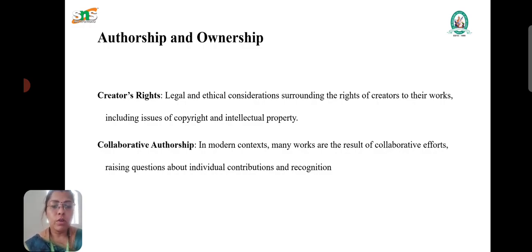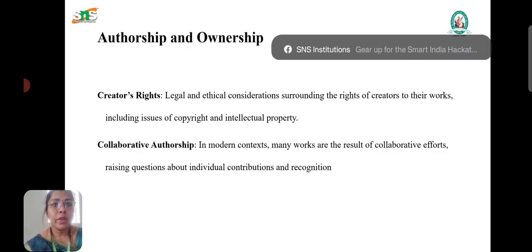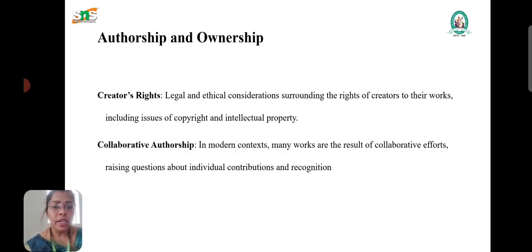Already we have seen what is authorship and ownership. We are going to see in the slide what are creators' rights and collaborative authorship. Creators' rights are nothing but legal and ethical considerations surrounding the rights of creators to their work, which includes the issues of copyright and intellectual property. The creator's rights should be recognized by the copyright issue.